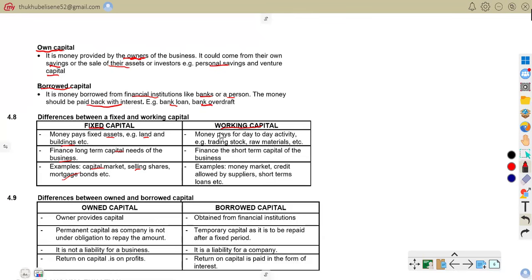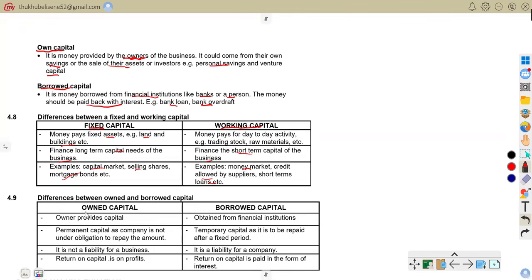But working capital pays for daily activities, like we have said. It is for short-term needs and finances the short-term capital of the businesses. For example, you are paying for monthly transport costs. Examples are the money market, credit allowed by suppliers, and short-term loans.